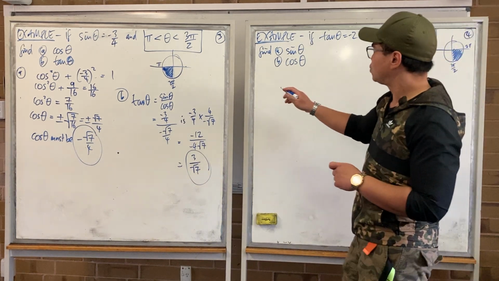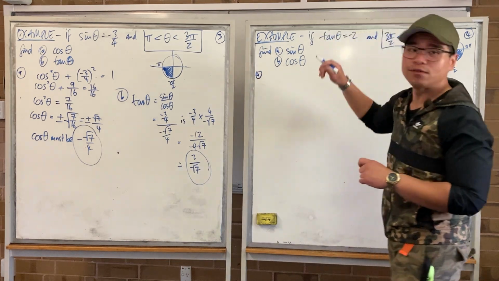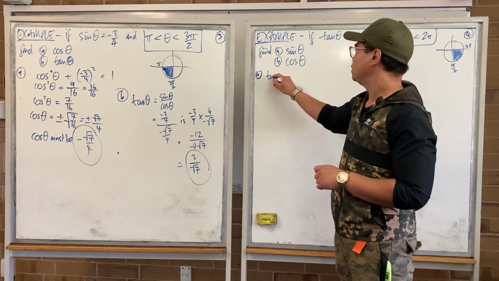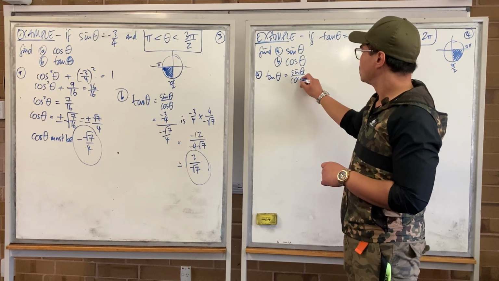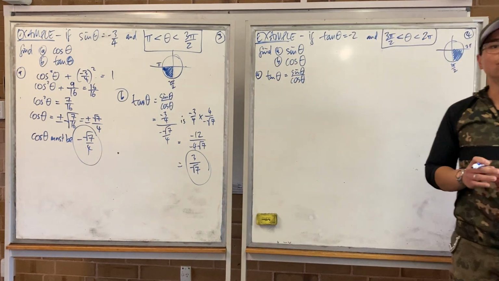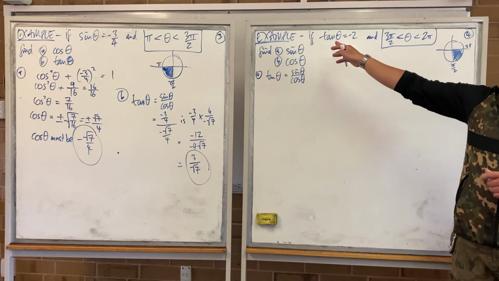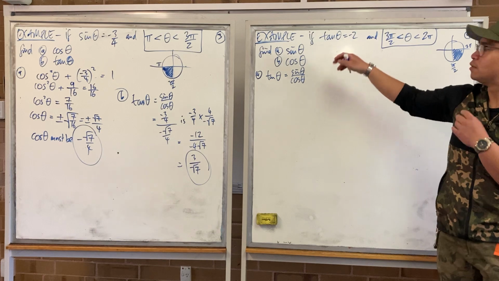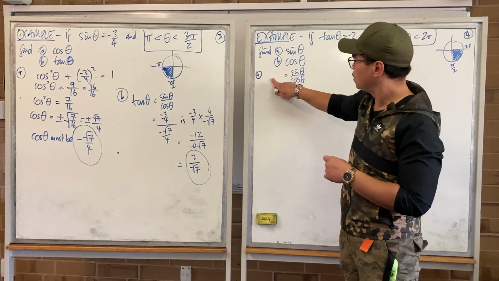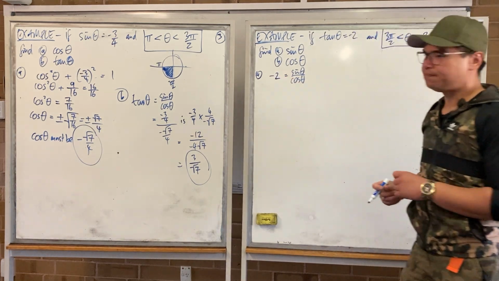So I've only got one tool in my toolbox that involves that. Tan theta is equal to sine theta on cos theta. That's the only tool that I have that involves tan. What did we just say? What does the question tell me tan is? Negative 2. Good. So I'm going to replace tan theta with negative 2.